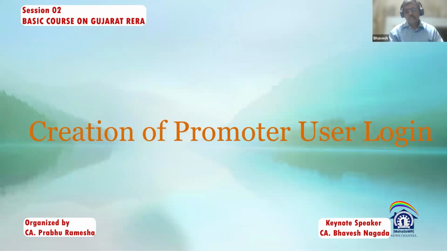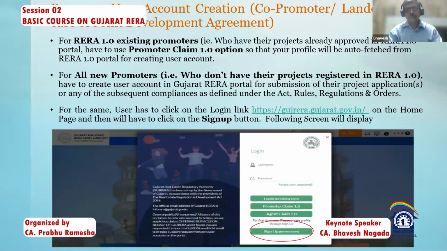Now, first and foremost, the thing is to create a promoter user. As I told you, initially there was an option from RERA 1.0 to auto-fetch to RERA 2.0, and the login ID was being cleared. But let's presume that there is a new promoter and the login ID is being created for the first time. It is supposed to be created. So how do we deal with it?